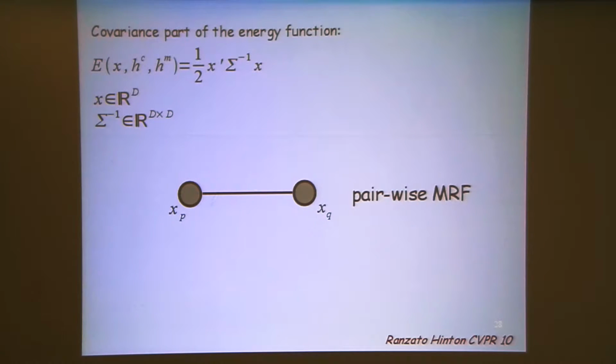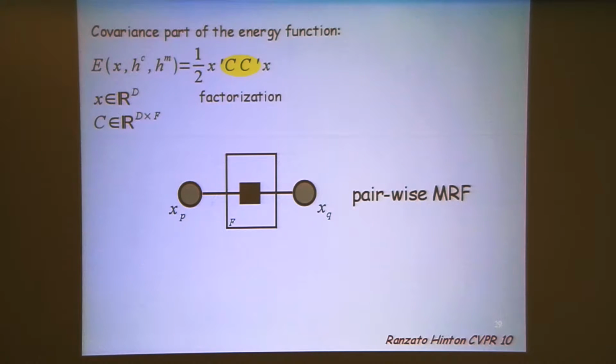Now, I factorize this inverse covariance matrix as an outer product between two matrices, actually a matrix by its transpose. And this matrix C is wider than taller, so that when I take the outer product, I get a full rank matrix. Okay?